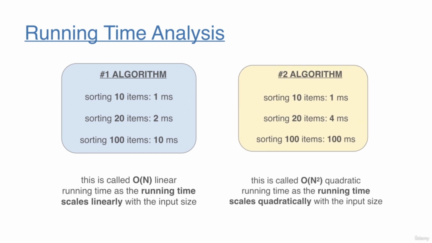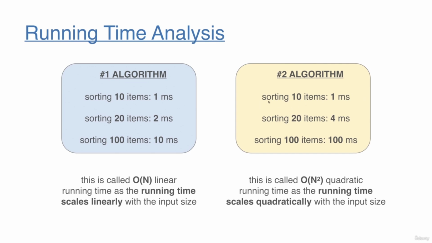What if we have a second algorithm and we come to the conclusion that sorting 10 items takes 1 millisecond, and sorting twice as many items, so 20 items, is not going to take 2 milliseconds for the algorithm, but it takes 4 milliseconds. What does it mean? That we have twice the size, but we have 4 times the running time. What if we try to sort 100 items? Then we end up with 100 milliseconds. Of course, this is just for demonstration purposes.